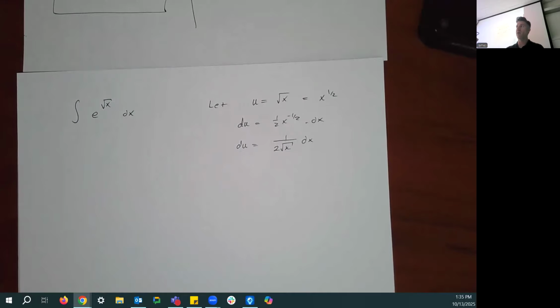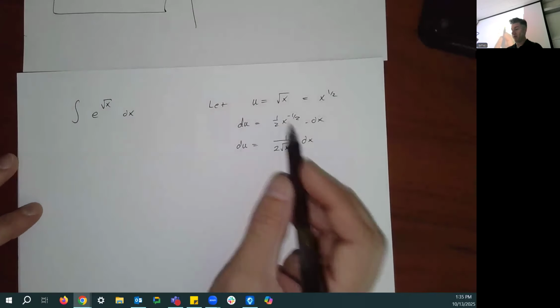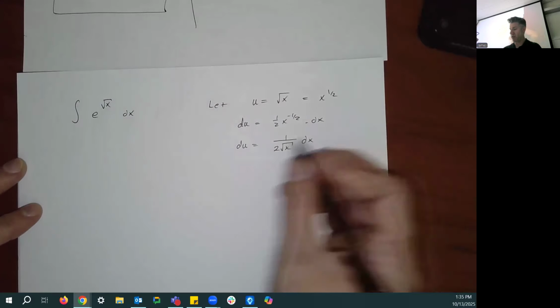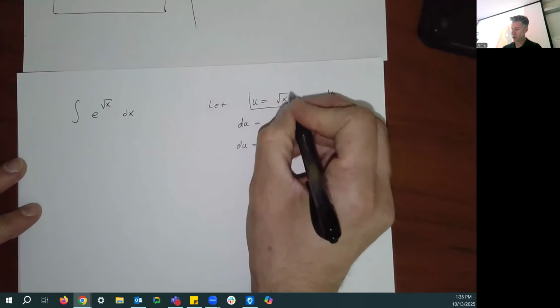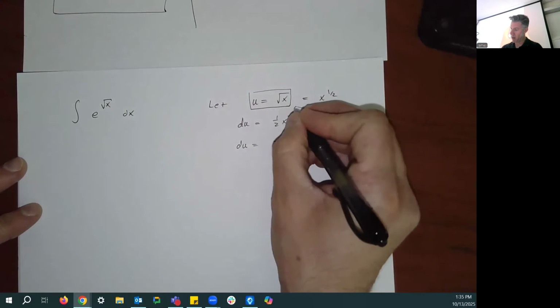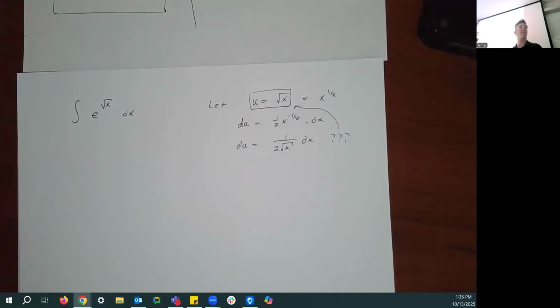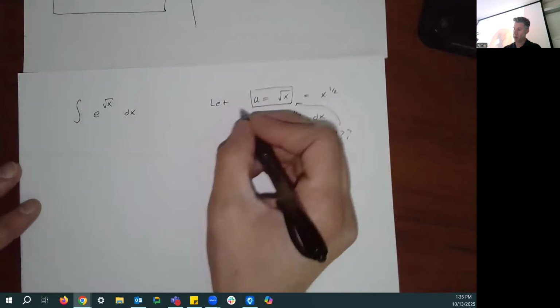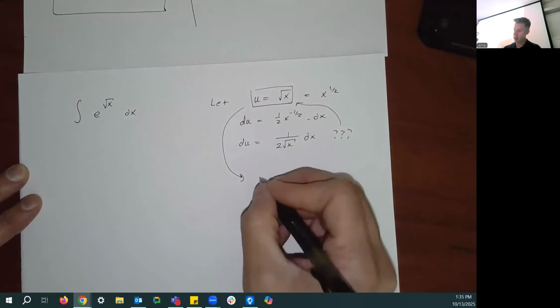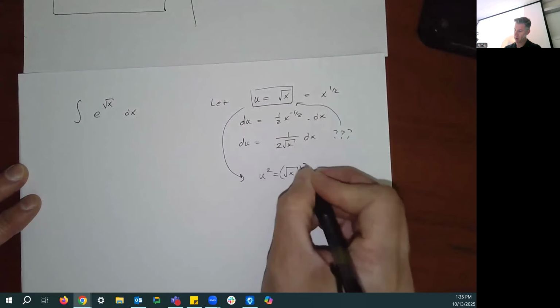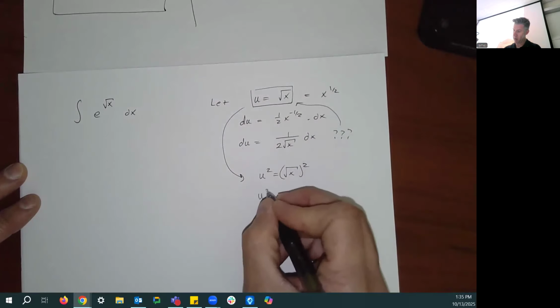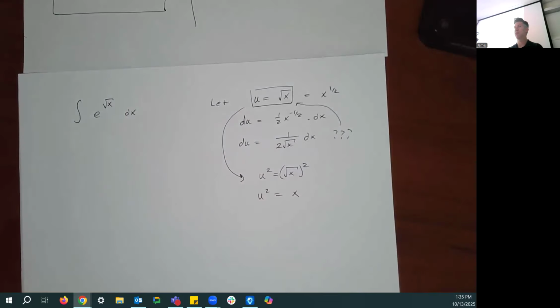There's a couple ways people like to go here. I'm definitely a proponent of doing the first thing I'm going to show you, but I'll show you how you can do this other way. So if I can't make the du dx thing work, I go back to here. We're going to go back to the beginning, and then we're going to solve for x instead. So we're going to rewrite this as u squared equal to the square root of x squared, or in other words, u squared equal to x.